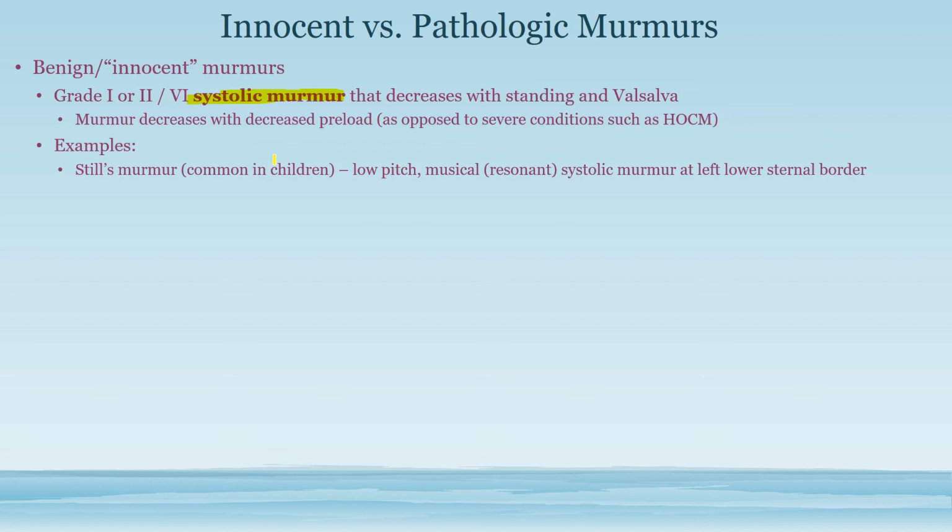Still's murmur is very common in children. It's a low-pitched, resonant systolic murmur at the left lower sternal border, and it's usually due to flow through the left ventricular outflow tract. So I'll show you what it means when it says it's resonant.